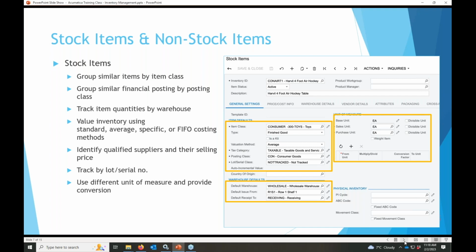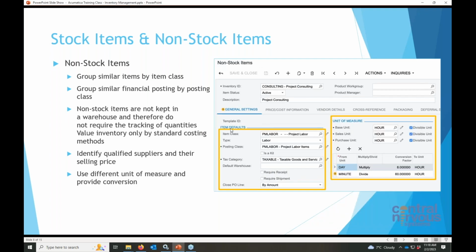So just like stock items, we have non-stock items. Now, by definition, non-stock items are items that we do not store. So warehouse defaults are not needed, but a lot of the other information is needed. So we will have things like unit of measure default and some item type defaults.